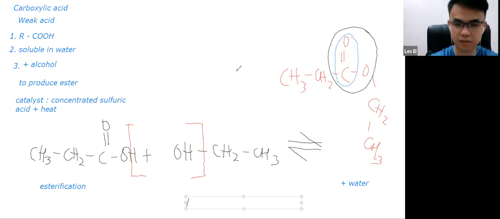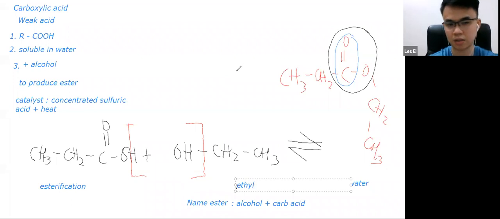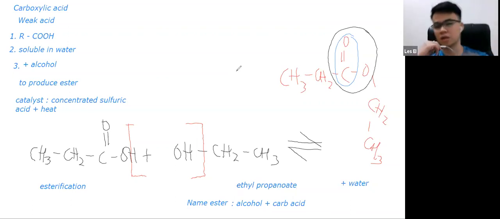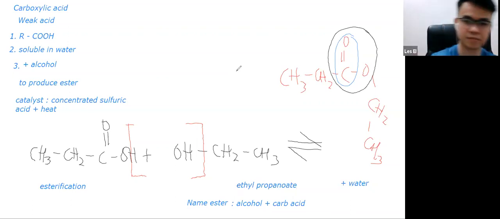how are you going to name your ester? To name the ester, you have to remember always alcohol plus carboxylic acid. So your alcohol is ethanol, so ethyl. Your carboxylic acid is propanoic acid, so ethyl propanoate. So it always ends with ATE.